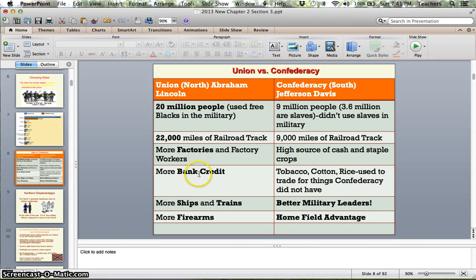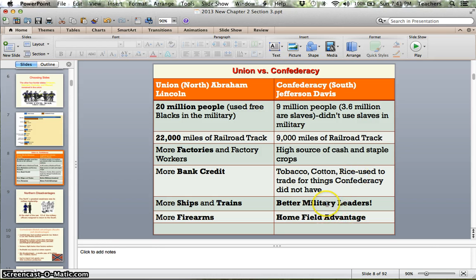The money was in the North. We had most of the ships, and we had most of the firearms. So the South, they only had 9 million people, and 3.6 million of them were slaves. They only had 9,000 miles of track, and they only had cash crops to sell. And when we put a blockade around the South, they couldn't make any money. But here's your big ones.